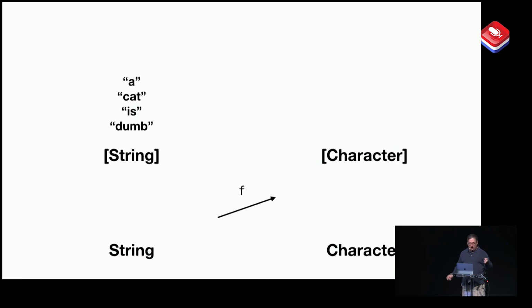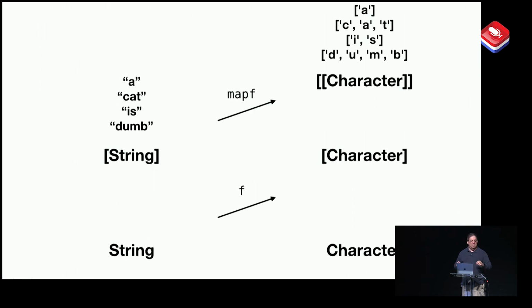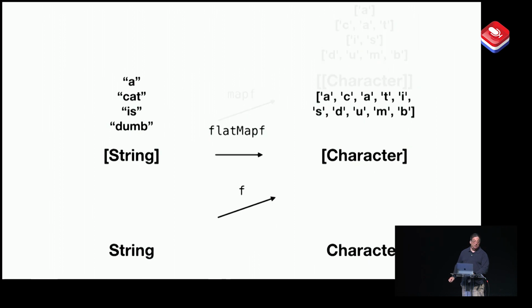Then, given an array of strings, "a cat is dumb," if I map the F, I get an array of arrays. You don't have time for that. So that's what FlatMap is for. FlatMap says get rid of that inner array and just have it still be an array of characters.